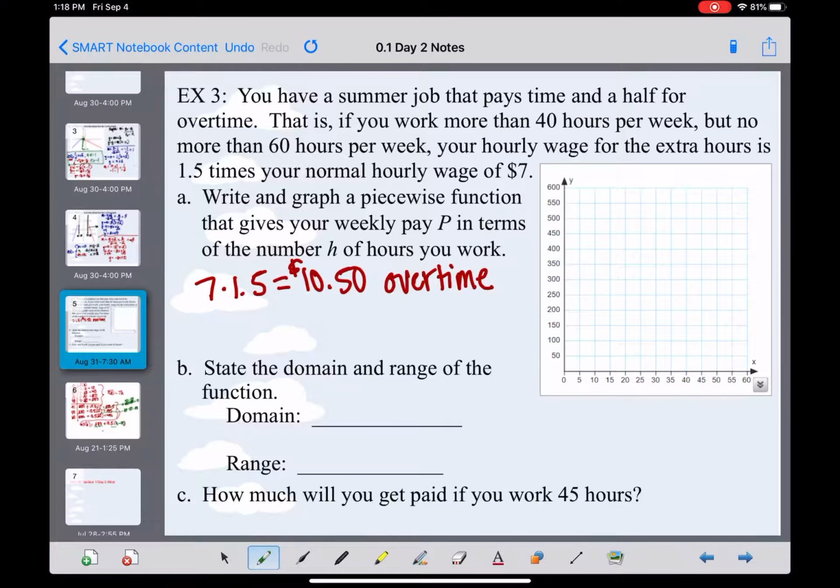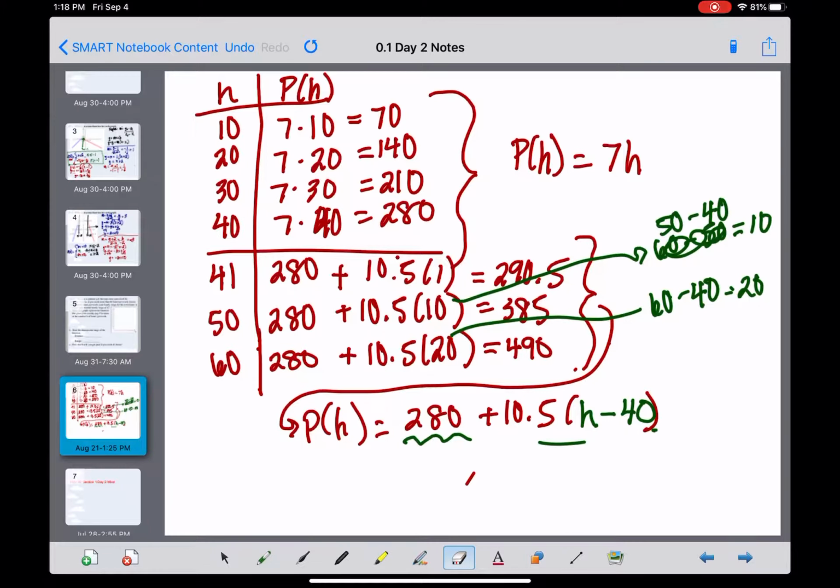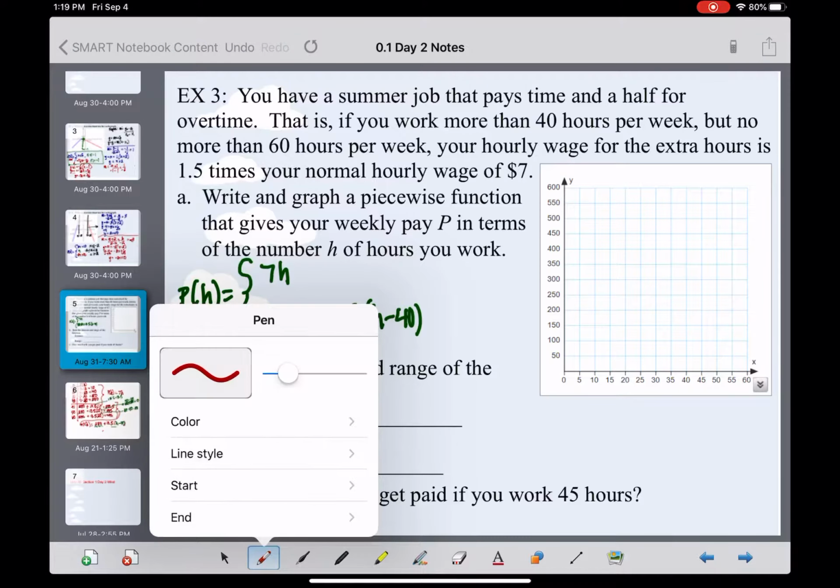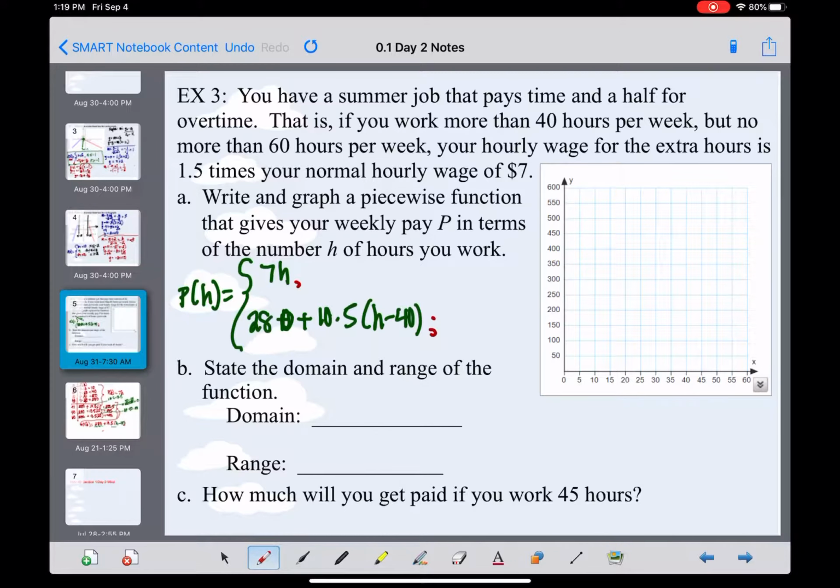So this $10.50, remember, was 1.5 times 7. We're going to write the function and call it P of H. Our first piece was 7H, and the other one was 280 plus 10.5 times H minus 40. Now we need the conditions, the restrictions, for this second part.